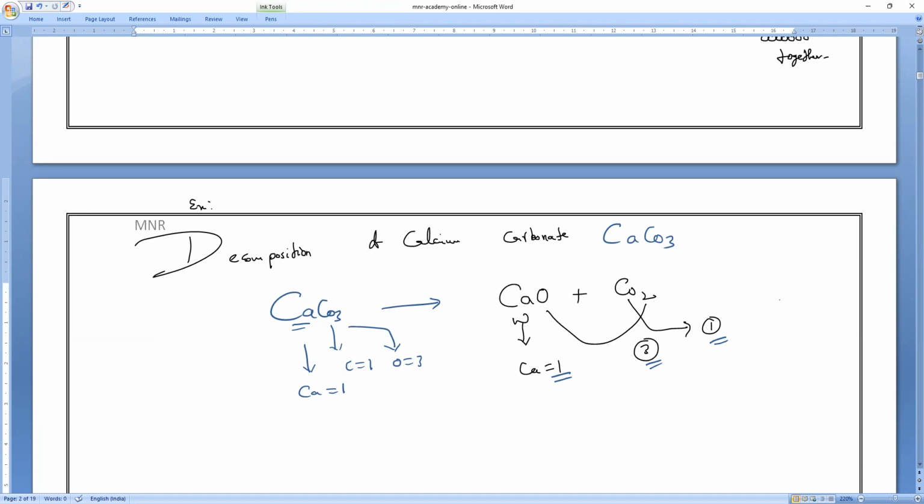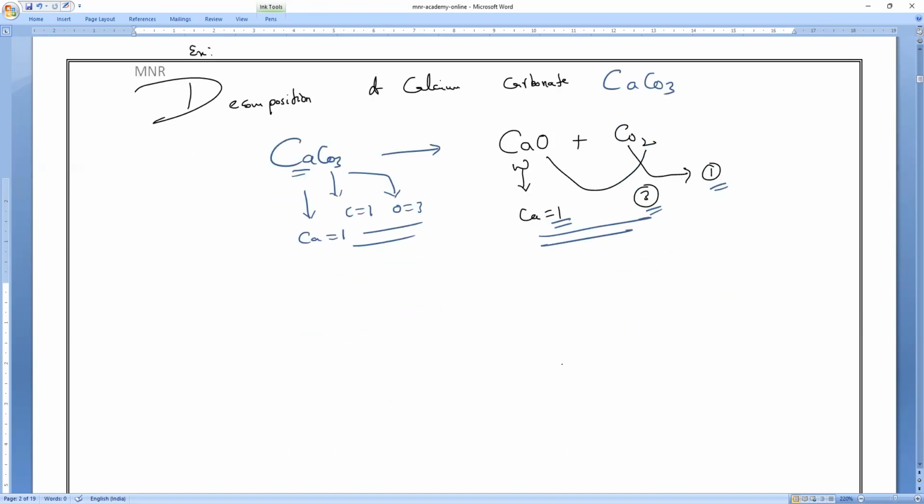We have proved it, everybody: the number of atoms of each element on the reactant side and on the product side remains the same. Please respond, all of you. That is what you have to remember. Next, the explanation of the law of constant proportion.